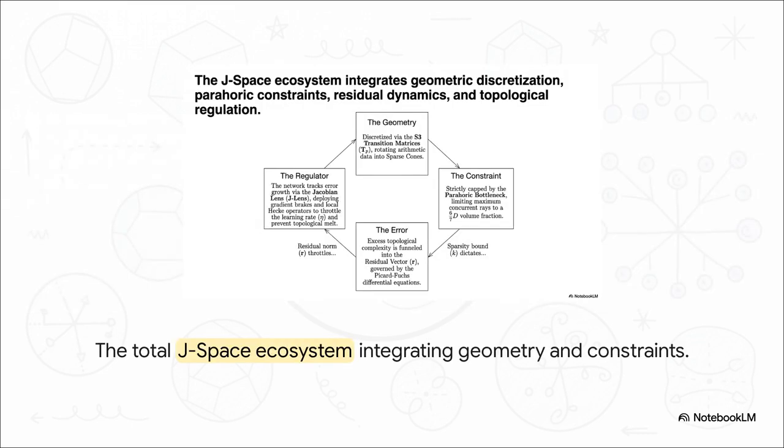When we step back and look at the complete architecture mapped out here, we see a masterfully unified mathematical ecosystem. You have continuous geometry, discretized via transition matrices. You have stringent parahoric bounds strictly capping capacity, differential residual dynamics absorbing the errors, and topological regulation forcefully throttling the rate. Every single mathematical piece flawlessly balances the others to keep reality stable.